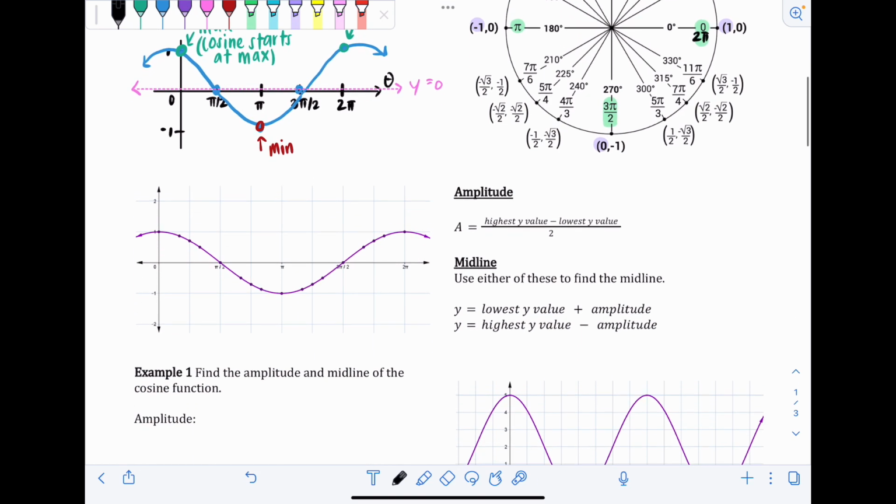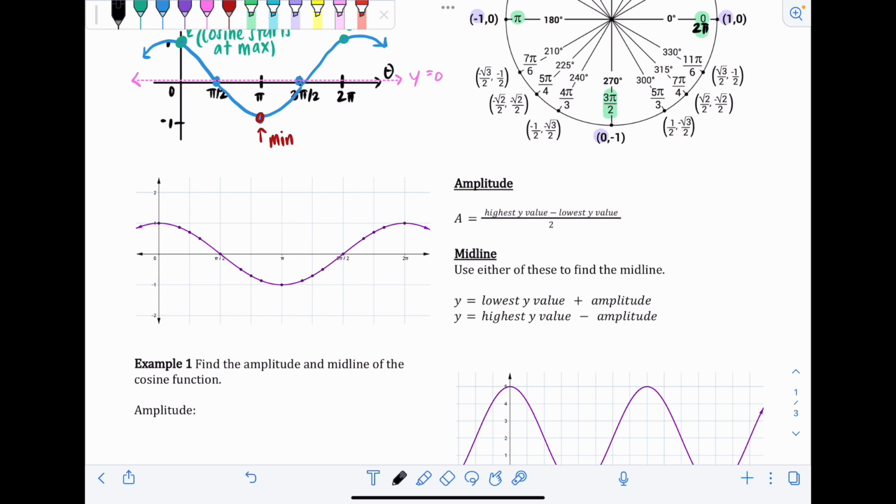Okay, so moving down, we've already talked about these formulas with amplitude and midline when we talked about sine. It's the same as with sine. So to find the amplitude, you can take the highest y value and the lowest y value, subtract them and divide by 2. And then to find the midline, you can take either the lowest y value and add the amplitude, or the highest y value and subtract the amplitude. However, these formulas are just really here to fall back on if necessary.